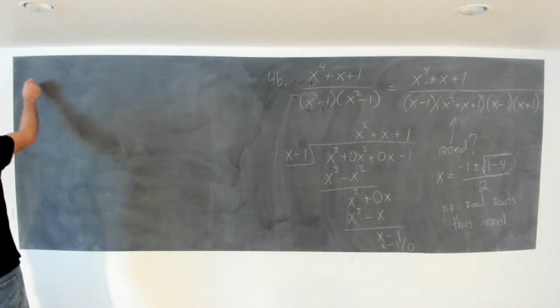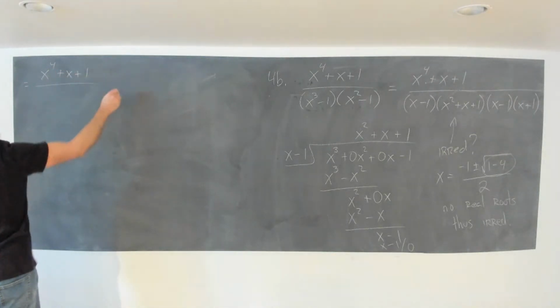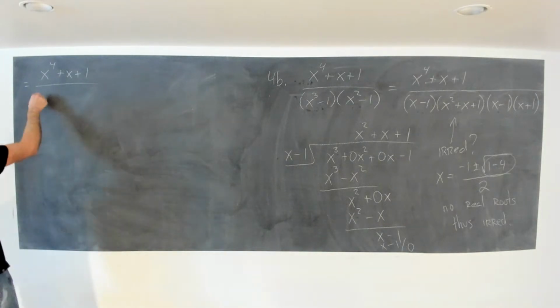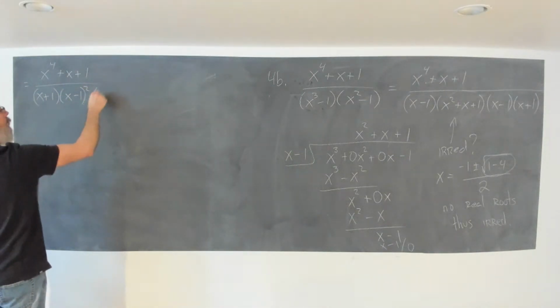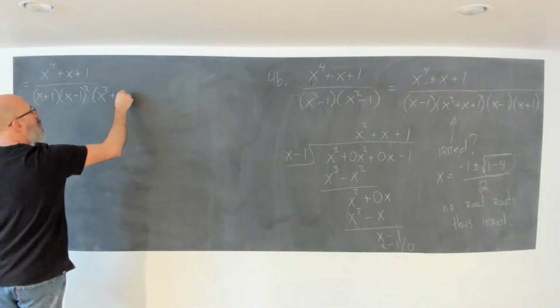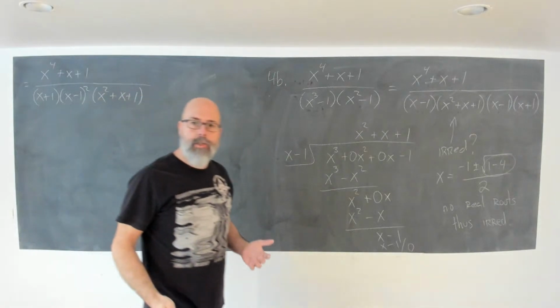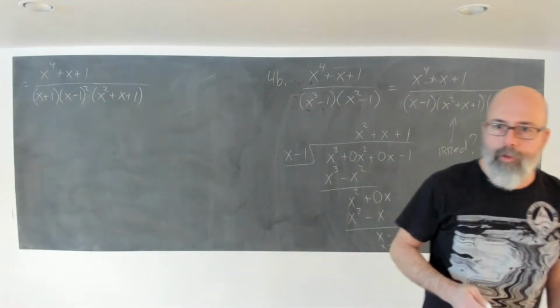So what are we saying? x to the 4 plus x plus 1 over x plus 1, x minus 1 squared, and x squared plus x plus 1. We have now decomposed this into a product of irreducible polynomials.